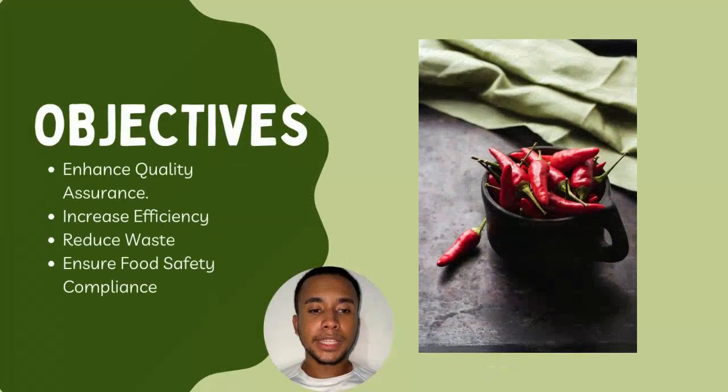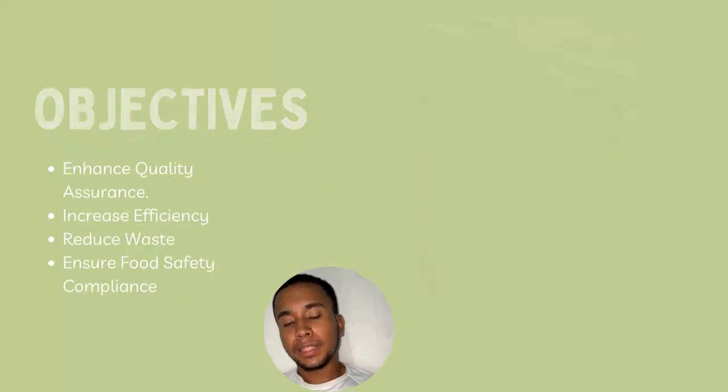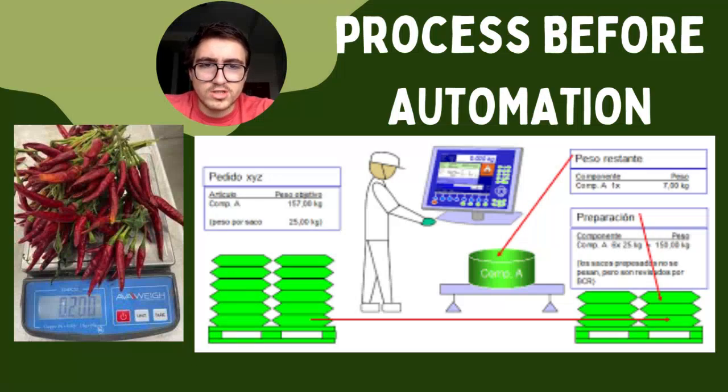We have four objectives: in this case, quality assurance, increase efficiency, reduce waste, and ensure food safety compliance. All right, so talking about the process before automation, basically an employee takes a sack of chili pepper and weighs it, and some time-consuming intermediate sub-processes take place before that provider can be paid according to the weight of chili pepper he provided, and also before an estimation of the chili pepper paste can be done.